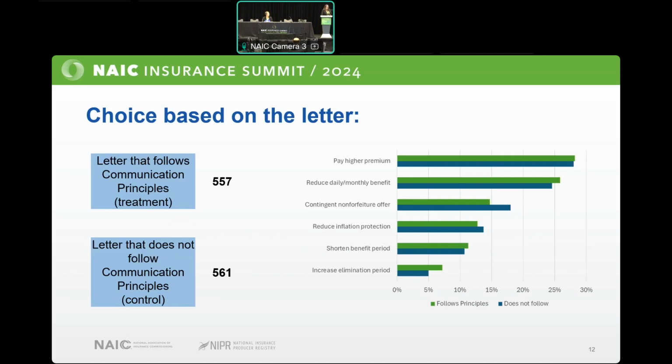And what we found later on as we were sort of going through this data experimentally was that tone and clarity mattered. So the letter alone didn't really matter much, but what did matter were perceptions of clarity and tone. And the letter that followed the communication guidelines and principles did score better on perceptions of clarity. So while the letter alone didn't matter, its perceptions of clarity did.